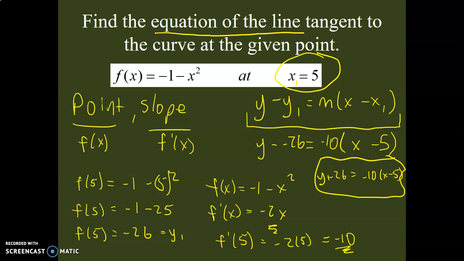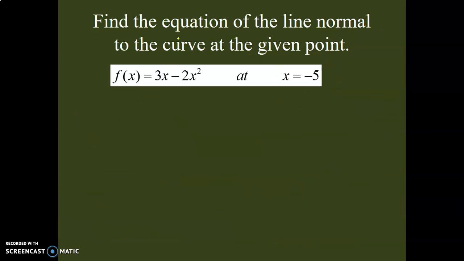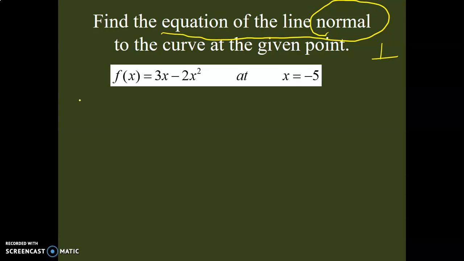All right, let's do one more. This one's asking for the equation of the line normal. So normal just means that it's going to be perpendicular to the tangent. We're still going to need a point and a slope, and we're going to use point-slope form again. So let's find our point first.